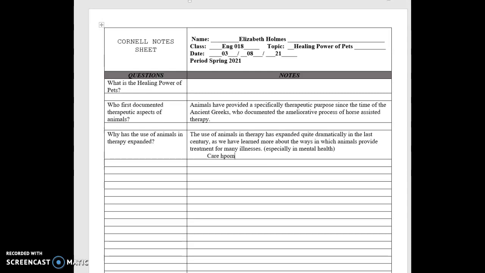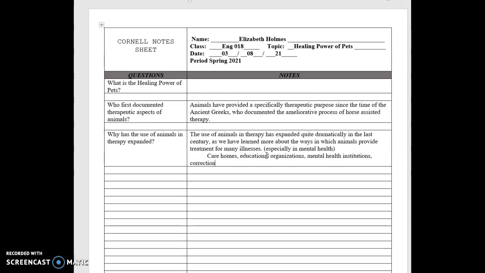They're in care homes. They're in educational organizations. They're in mental health institutions and correctional facilities. Okay. Those are examples of the places where they show up. Let's see if I can. Nope, it won't bump that over for whatever reason. There we go. Okay.